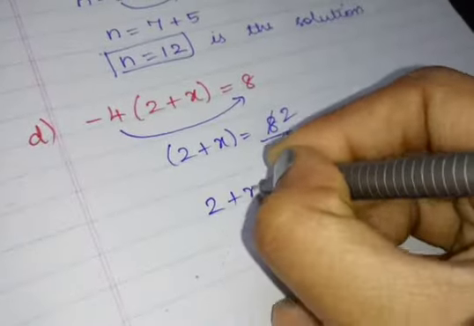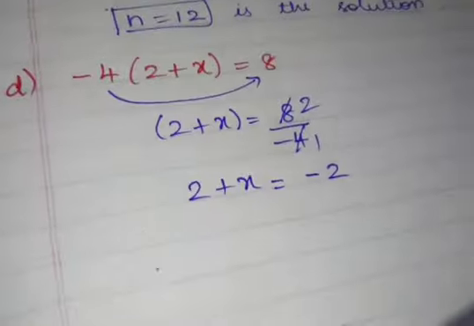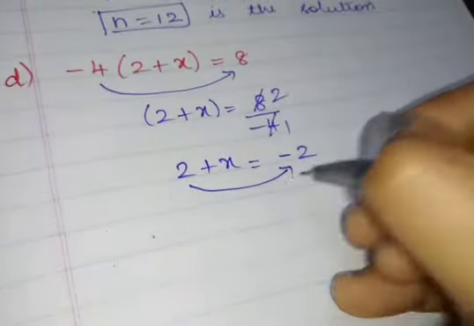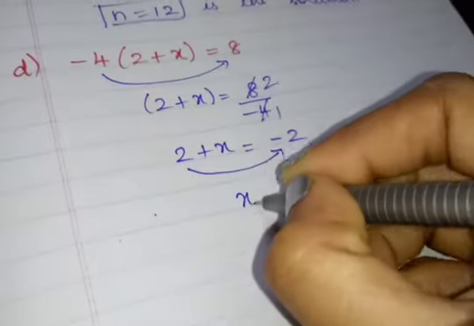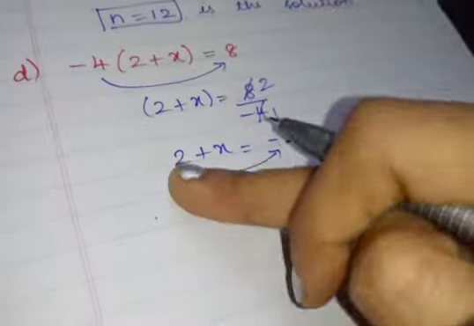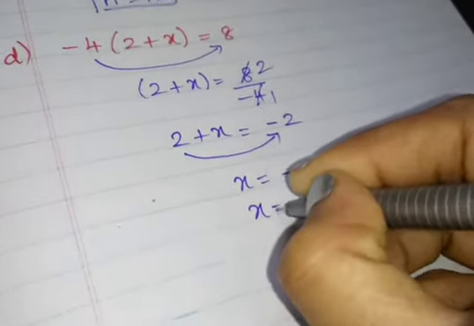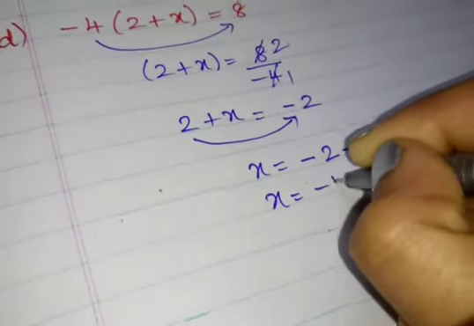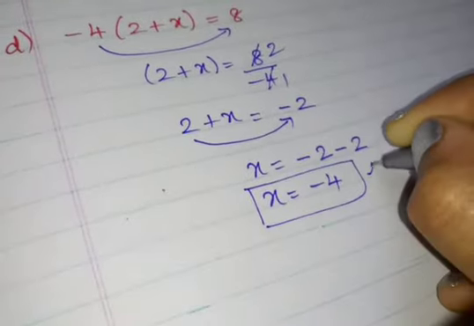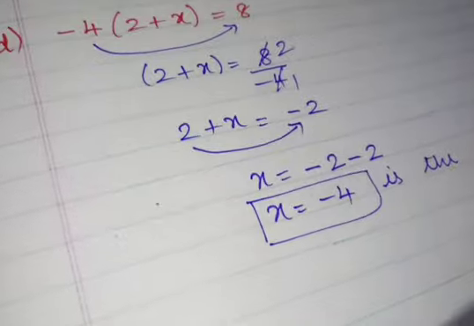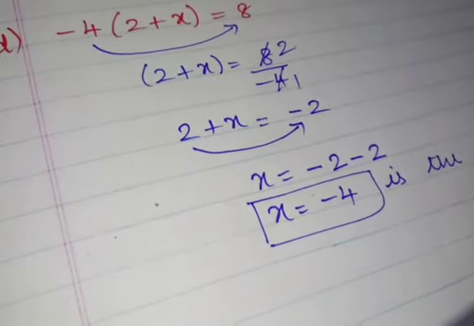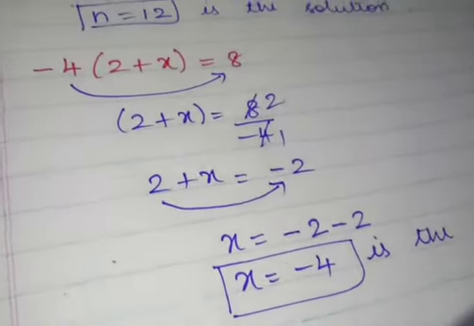So 2 plus x is equal to minus 2. Now I am bringing this plus 2 towards the other side. So x is equal to minus 2. If this plus 2 goes that side, it becomes minus 2. So x is equal to minus 2 minus 2, minus 4. x is equal to minus 4 is the solution of the given equation. Understood? It is very easy.